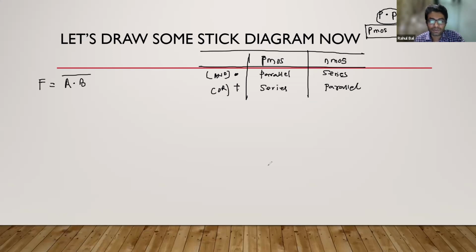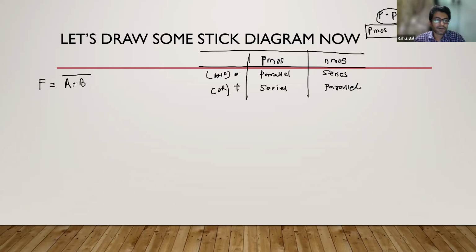Okay, so here what I want to tell you is, if you remember this table, it has no technical background, just for remembrance purpose I'm telling this. So for PMOS, for dot operator we put in parallel, for plus operator we put in series, for NMOS series and parallel. So accordingly, we will design a circuit.